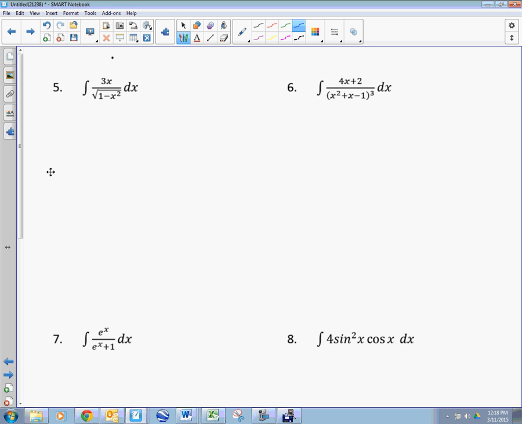Anybody want to make a choice for this one, number 5? Very good. U is 1 minus x squared. So du is negative 2x dx. You don't have a negative 2x dx, but you do have an x dx. I want to get rid of the negative 2, but I want to add a 3. If I multiply by a negative 3 halves, will that create my positive 3x dx? Yes.